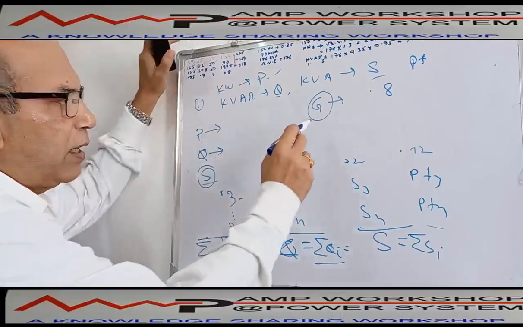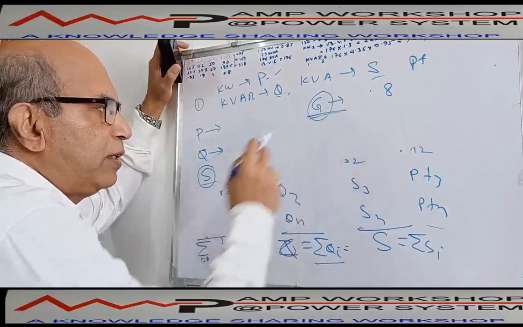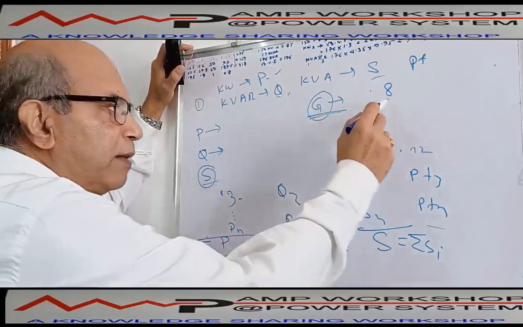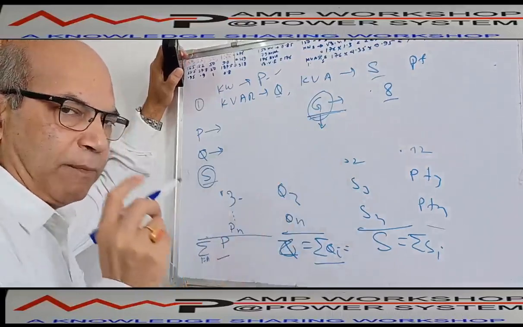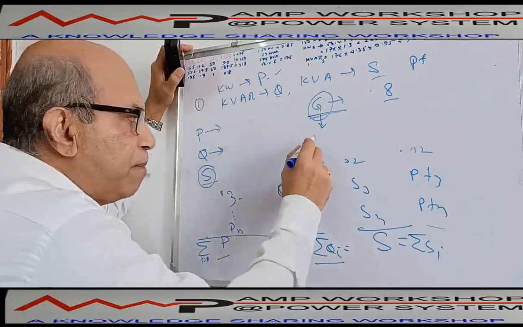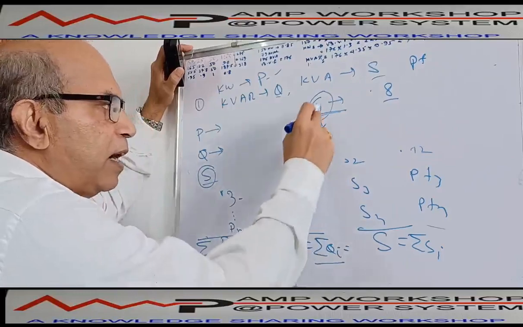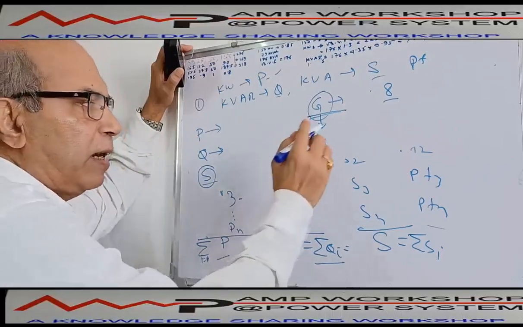Now if the generator is given in kVA, suppose G is the kVA of the generator and it has a power factor of 0.8, then at 0.8 power factor, how much PG can it produce? PG is the active power production capacity of the generator. How much?